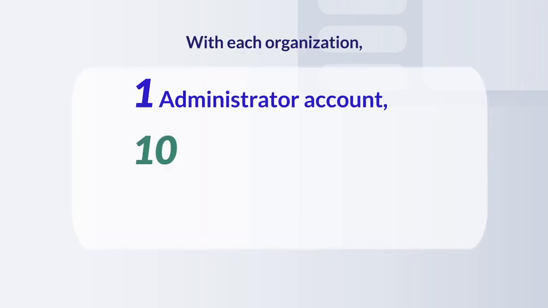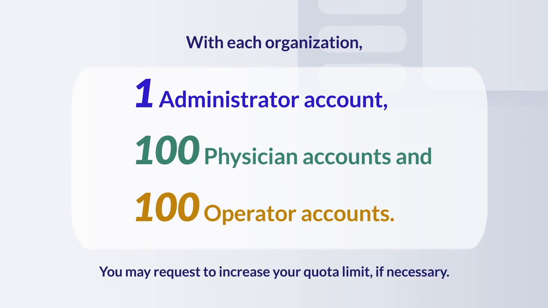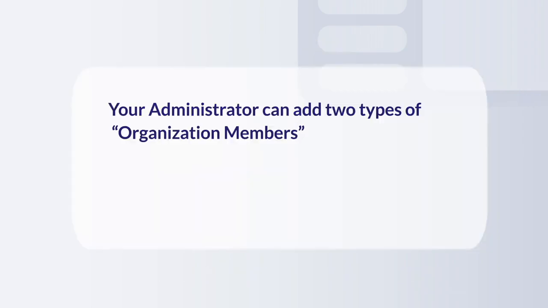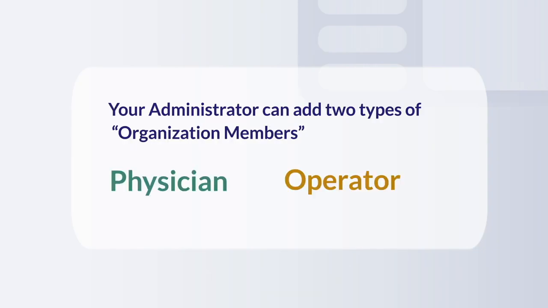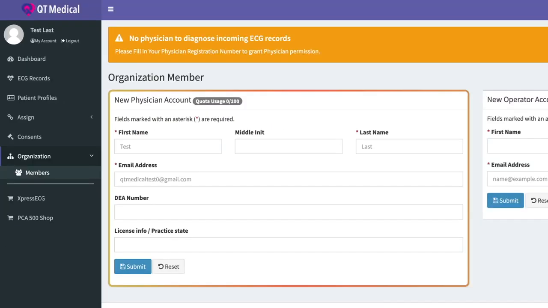With each organization, there are 1 administrator account, 100 physician accounts, and 100 operator accounts. You may request to increase your quota limit if necessary. Your administrator can add 2 types of organization members: physician or operator. To add a physician to your dashboard account, simply go to Organization Member on the left side of the dashboard. Fill in the necessary information under New Physician Account.